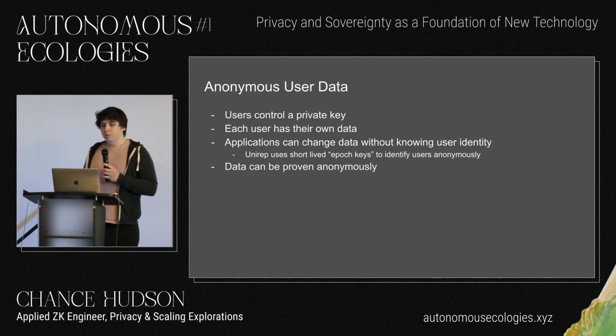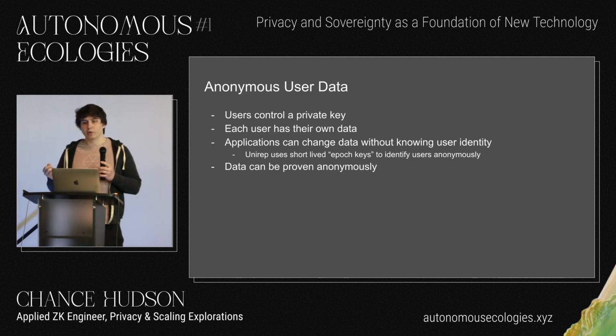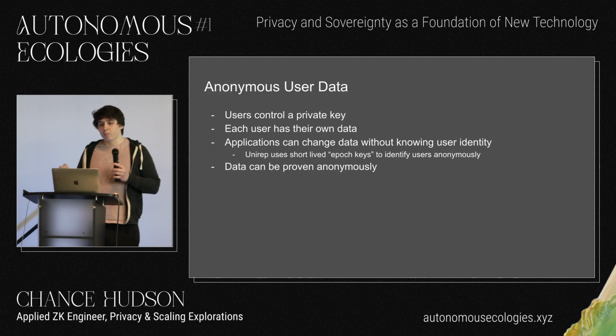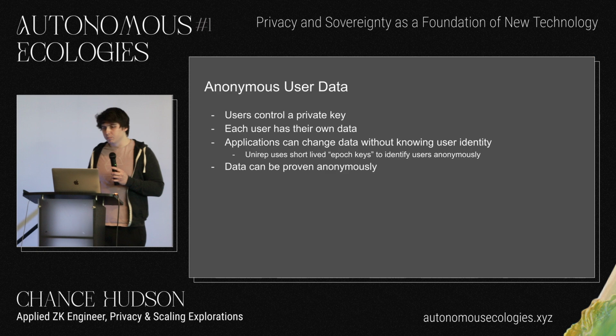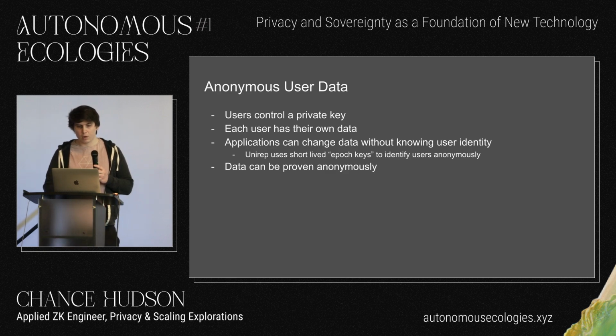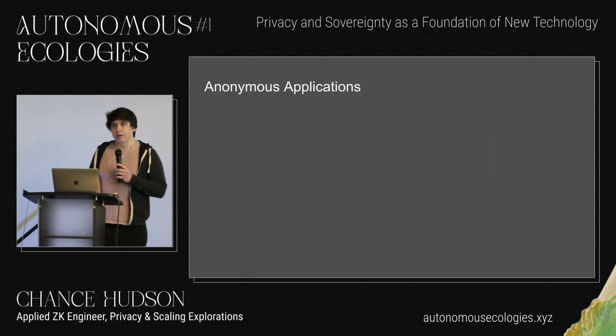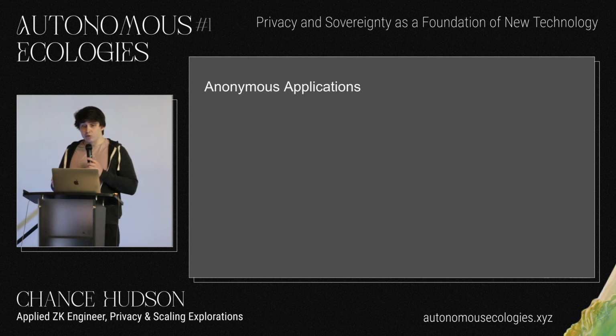And then we also need to be able to prove the data anonymously to the application, potentially apply some logic to it in ZK, and we're able to do that. So we use ZK for most of these operations, but I imagine there are other strategies for implementing these types of systems. So once we have anonymous user data, we can build anonymous applications.